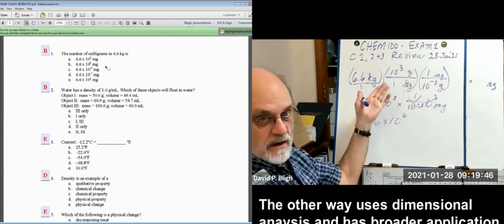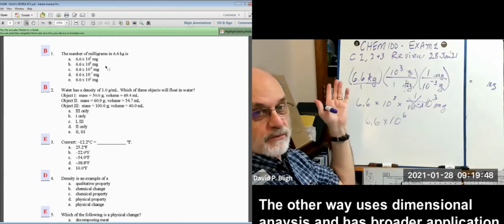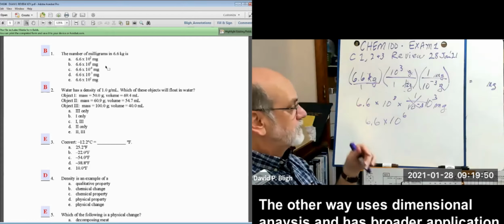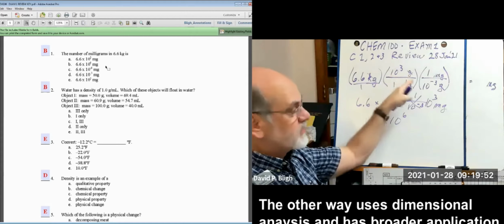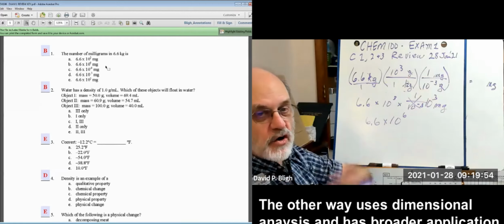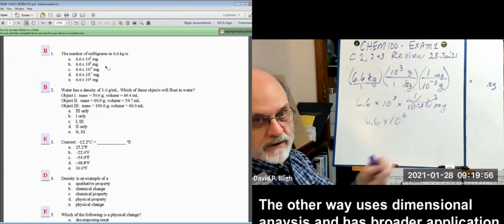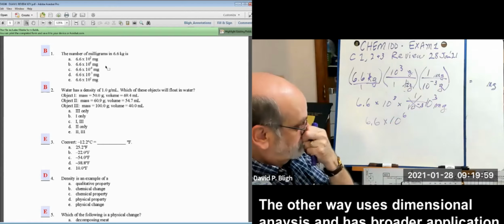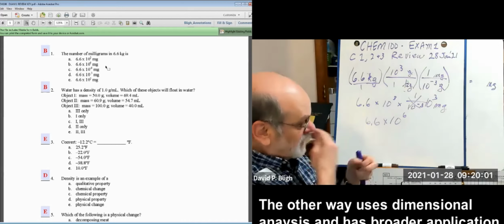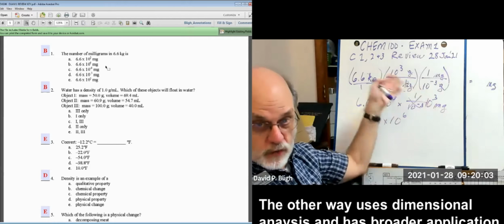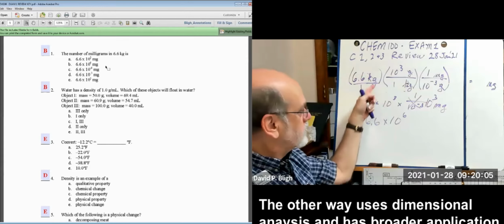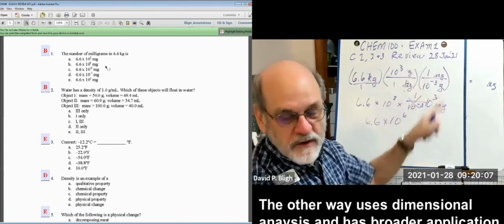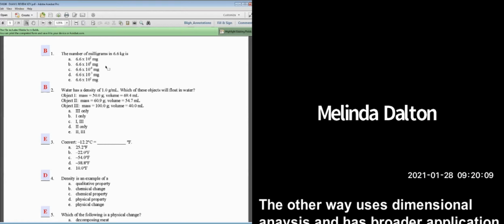Okay, that was a long way around the barn, but the quick way works okay, but this way has much broader application. This dimensional analysis works in numerous problem-solving situations, whereas the prefix method that I used earlier only works when you have related prefixes.